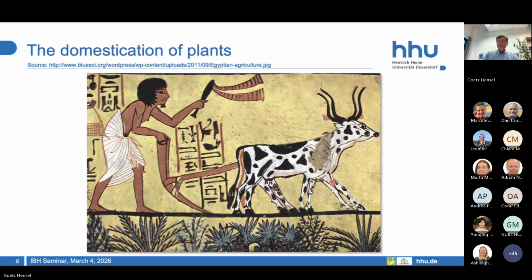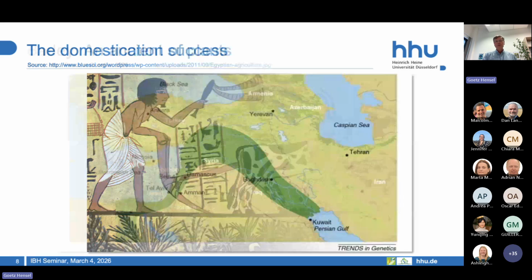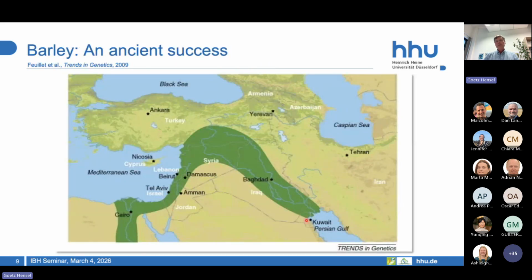You are all aware of the domestication of plants, which took place around 10,000 years ago. And last year I had a chance to attend two conferences in Egypt, which is very close to the cradle of domestication, which you are all aware of, the Fertile Crescent, here illustrated in this dark green. And here also the domestication of barley started some 10,000 years ago.